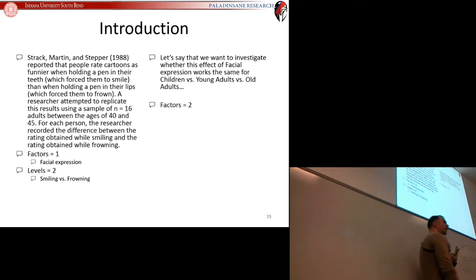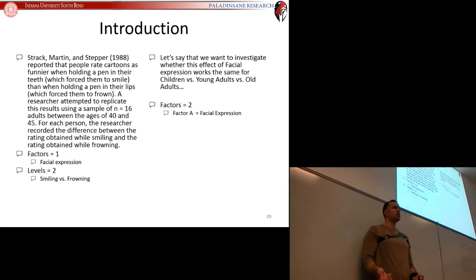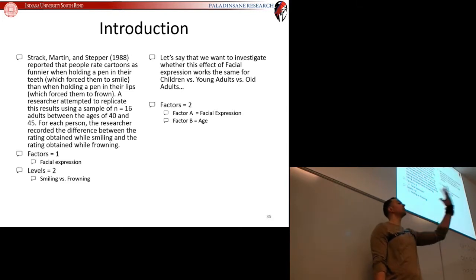In this case, we have two factors, two potential causes of behavior. One is facial expression, and the other one is age. So we're testing the effects of facial expression, and we're also testing the effects of age. So this is the first situation where we would have two factors.